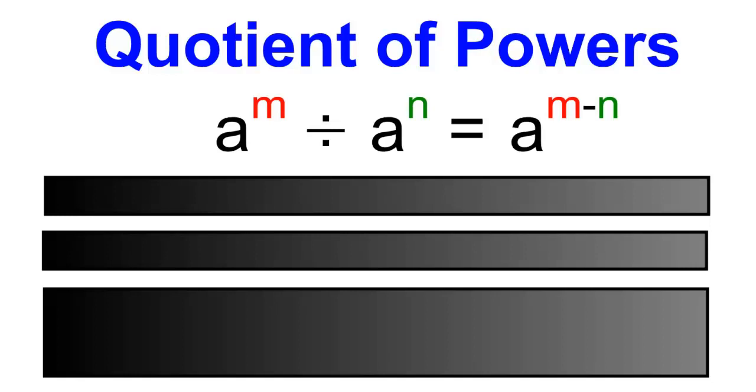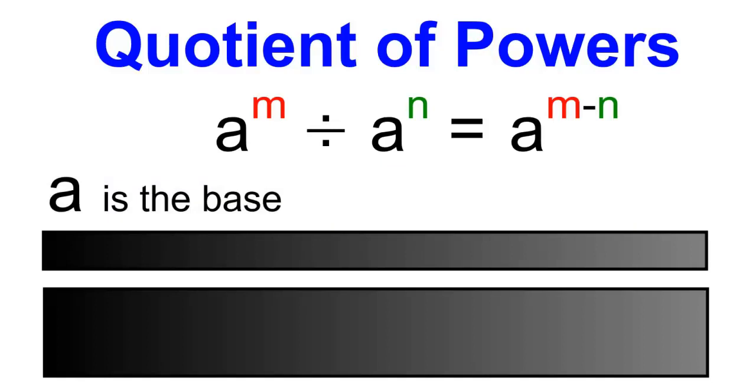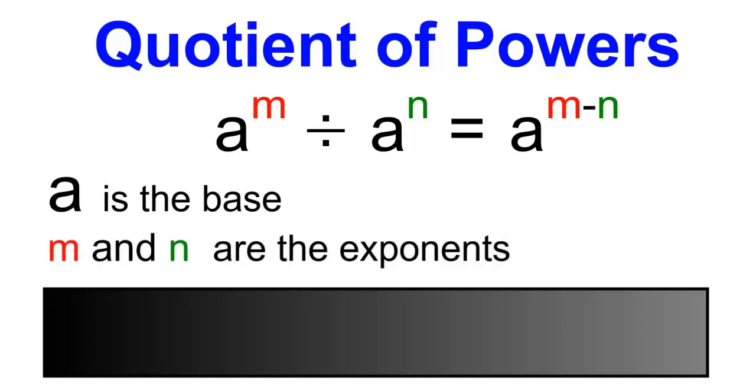Quotient of powers. A to the m divided by a to the n is equal to a to the m minus n. A is the base. M and n are the exponents.